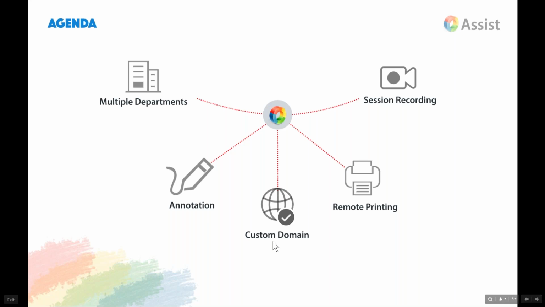We will also see how you, as the super administrator, can configure the custom domain to access your Zoho Assist portal. We will also see how remote printing works, what you need to do to enable remote printing, and how you can remotely print a document from the remote computer to the printer beside you. We will also be discussing session recording, how the recording happens in Zoho Assist, and how you can download the recordings of all the sessions that have been conducted in your organization.